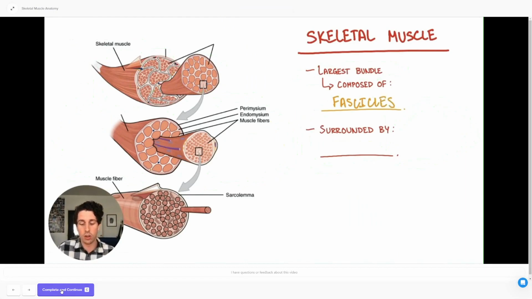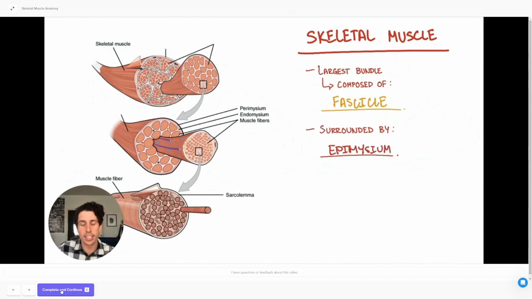Alrighty. And so each one of these in here in this skeletal muscle is going to be an individual fascicle. So we can see a fascicle right here. Alrighty, so that's going to be the largest bundle. But as we can see, there is a kind of protective sheath that surrounds the actual skeletal muscle itself. And that is going to be known as the epimysium. All right, so let's go ahead and write that in. So epimysium right here.